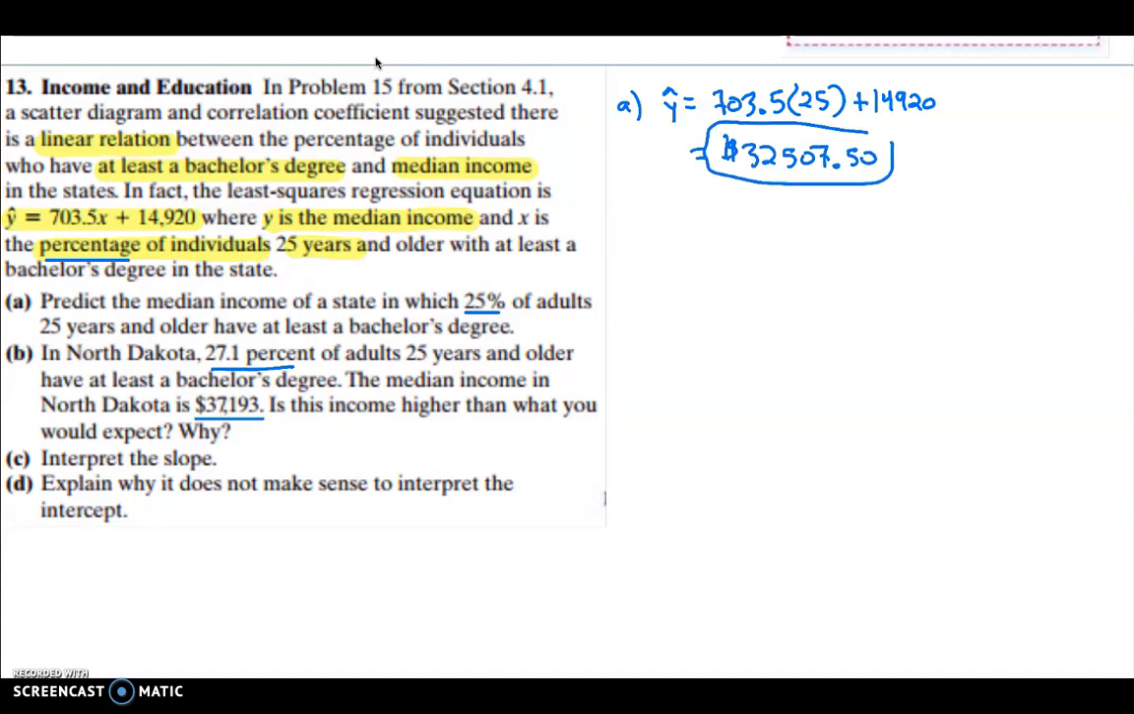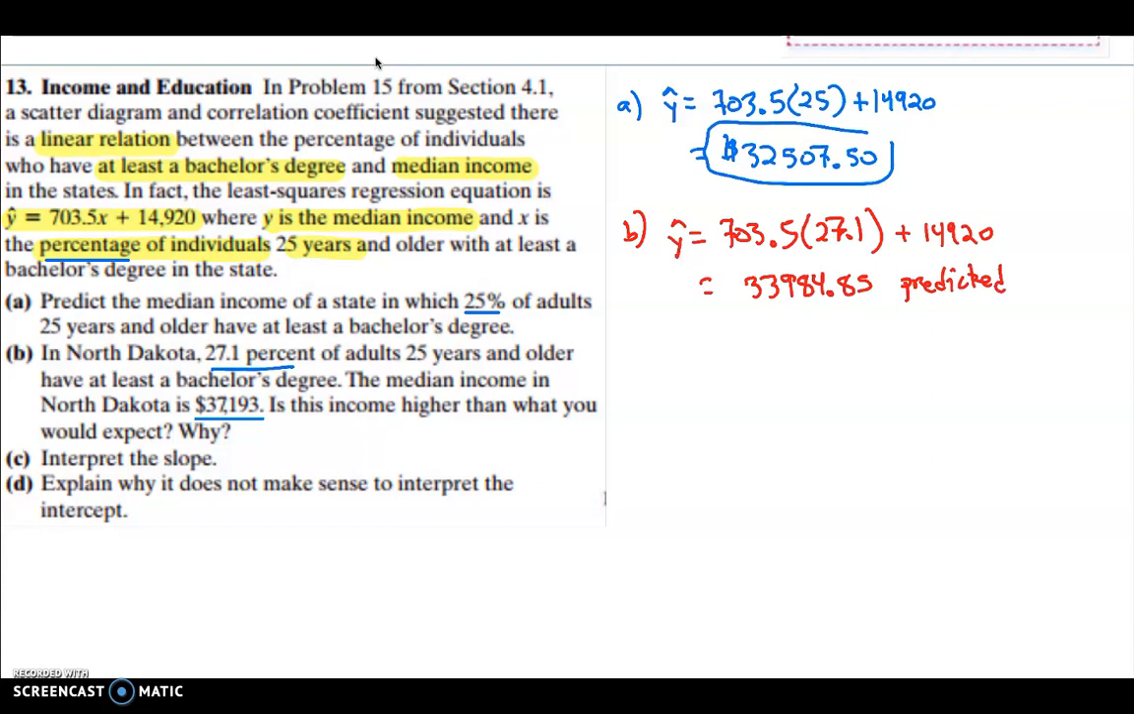So in part B, what we're going to do is calculate our prediction based off of 27.1%, so 703.5 times 27.1 plus 14,920. When I do this out, I get 33,984.85. And again, that is our predicted amount based off of the information that we were able to gather from the previous problem.